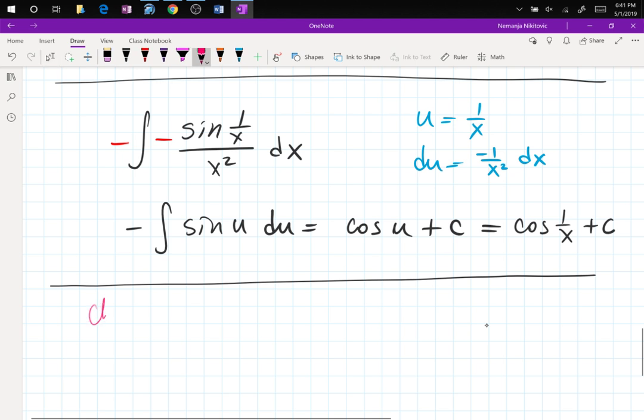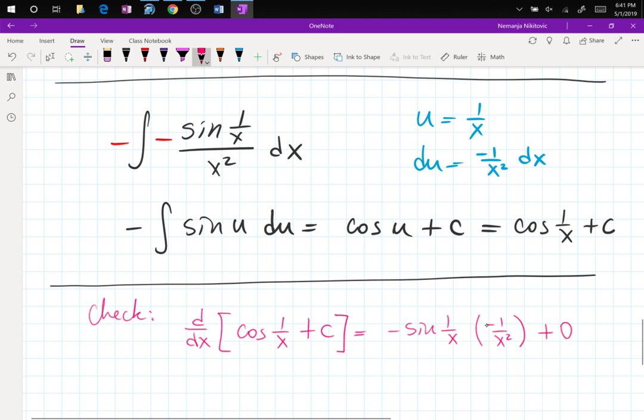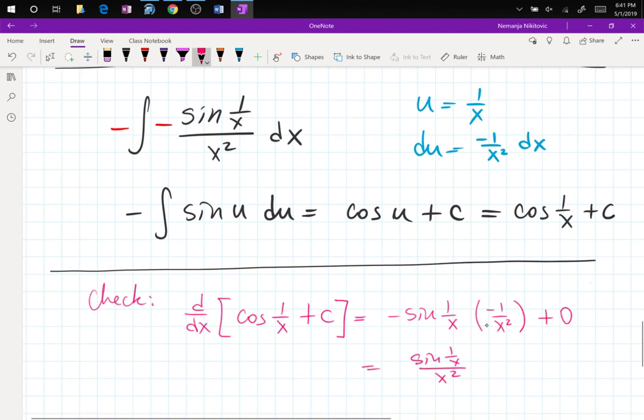Check. The derivative of cosine 1 over x plus c. Derivative of cosine is negative sine 1 over x times the chain rule of 1 over x, which is negative 1 over x squared, plus 0. Negative and negative will cancel. We get sine 1 over x squared. Woohoo. I mean, you can put in more enthusiasm than that, but yeah.